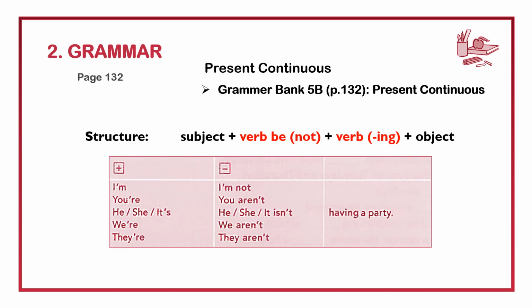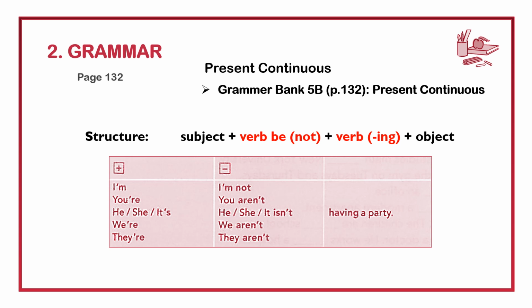Please go to page 132 to the grammar bank and look at 5B, present continuous. I have also written the structure for you on this slide so you can see it. We always start a sentence with a subject. So your subject can be a pronoun, for example, I, you, he, she, it, we, or they. Or it can be a name, for example, Mona, Jack, Lisa. Or a noun like the children, my parents, etc.